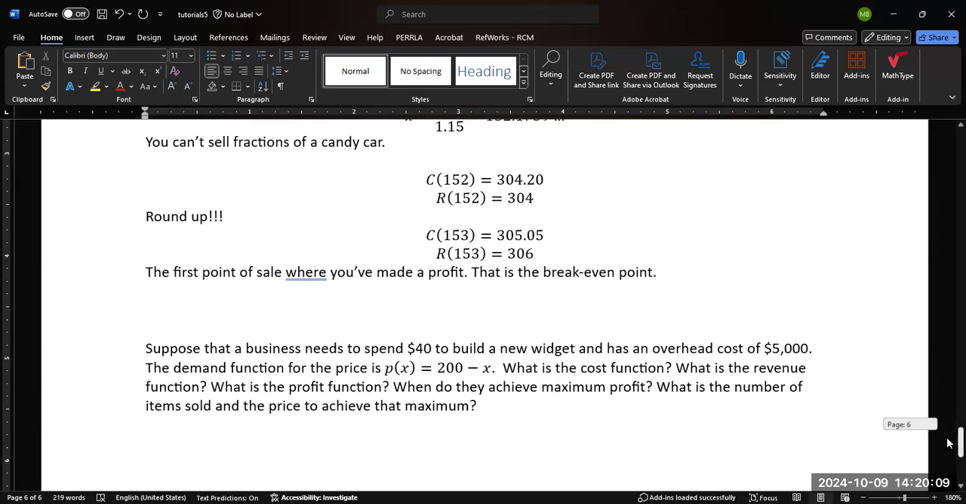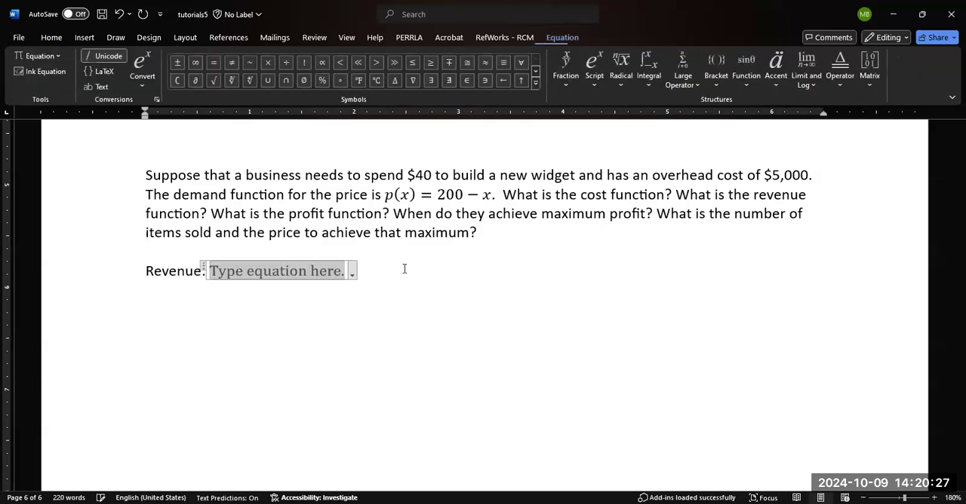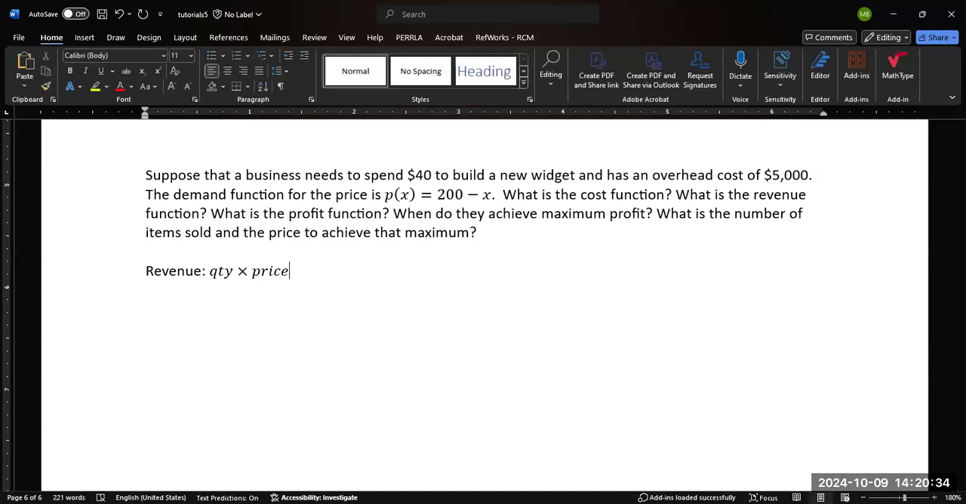Now, we can get a similar kind of problem that behaves a little differently if we have an equation for the price. Now, recall that our revenue function is the quantity times the price. If we have an expression for the price that is a constant, as in the previous example, this just becomes, as we saw, 2x, for example, since we're selling them for $2.